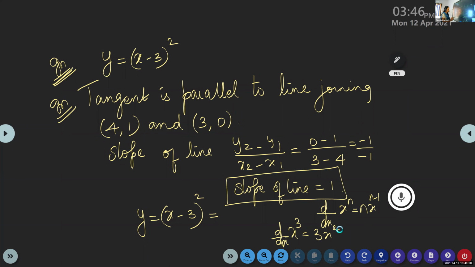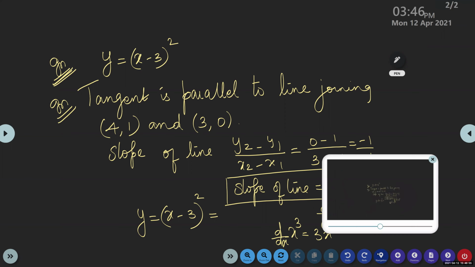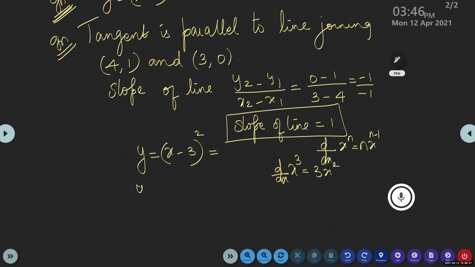Now here, y is given as x minus 3 the whole square. Expand it. When you expand it, what is x minus 3 the whole square? a square plus 2ab plus b square, so x square minus 6x plus 9. What is the derivative? 2x minus 6.